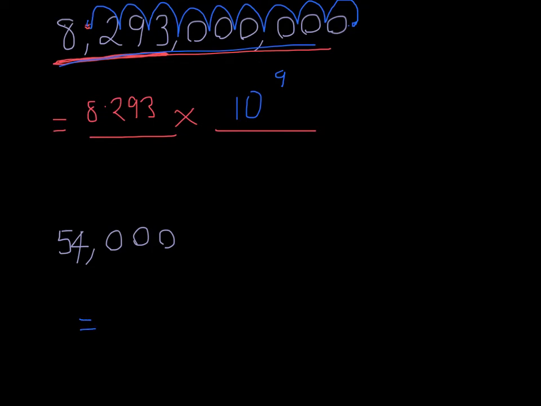Same thing with this number. We need to move the decimal point from the end 1, 2, 3, 4 spots back, which gives us 5.4, which is a number between 1 and 10, times 10 to the power of 4.